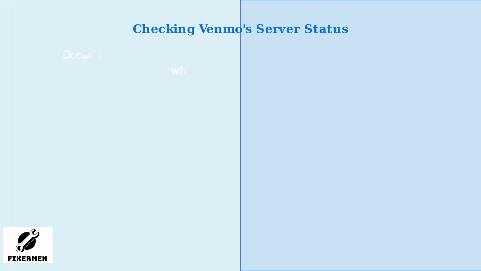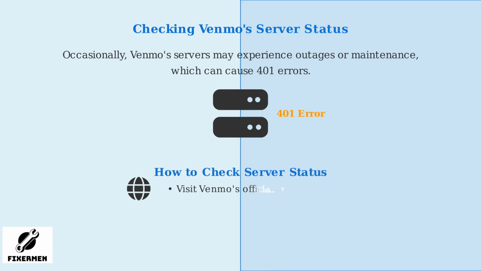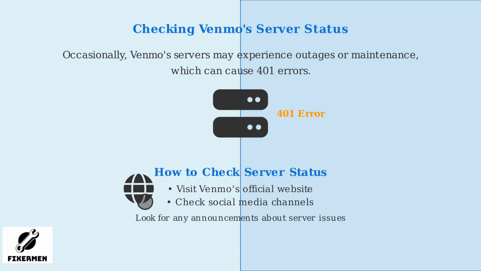Occasionally, Venmo's servers may experience outages or maintenance, which can cause 401 errors. When servers are down, authentication requests fail, resulting in unauthorized errors. To check if this is the issue, visit Venmo's official website or check their social media channels for any announcements regarding server status. If there's an outage, the best course of action is to wait until the issue is resolved.